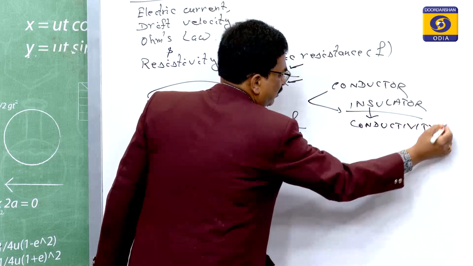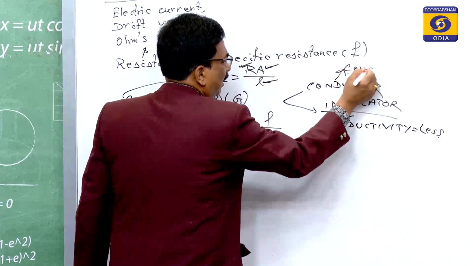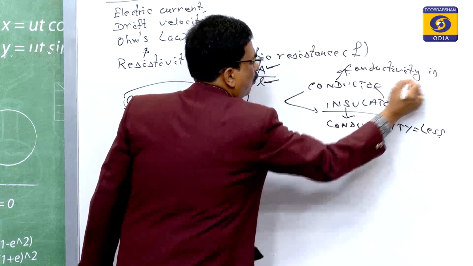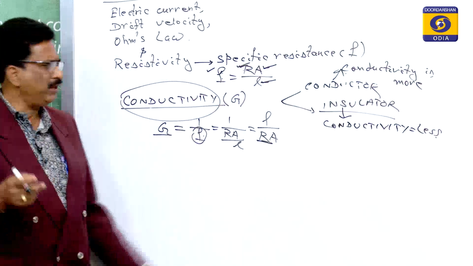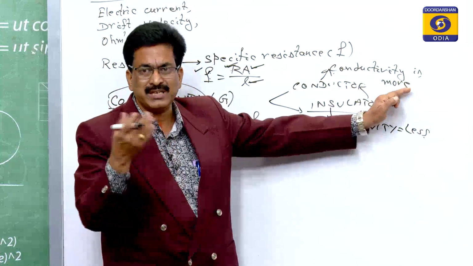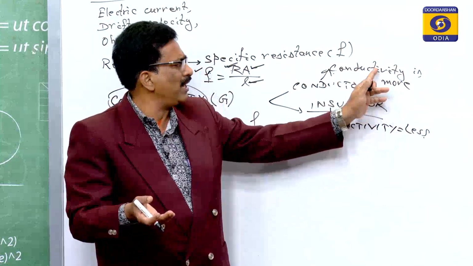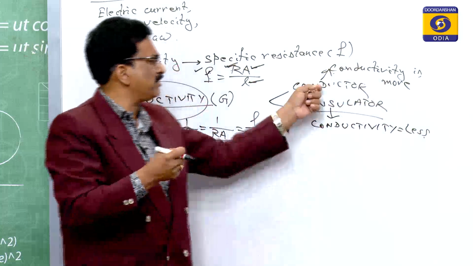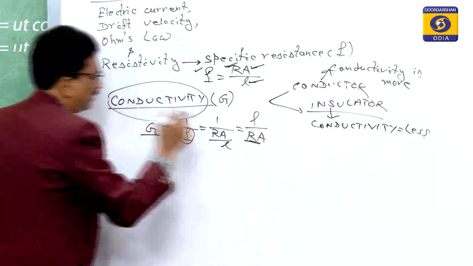Therefore, in case of the insulator, the conductivity is less, and for the conductor, the conductivity is more. More means it is greater. So if the conductivity is greater, then what will happen? It can conduct very easily. Therefore, more conductivity means it is a conductor, and less conductivity means it is an insulator.